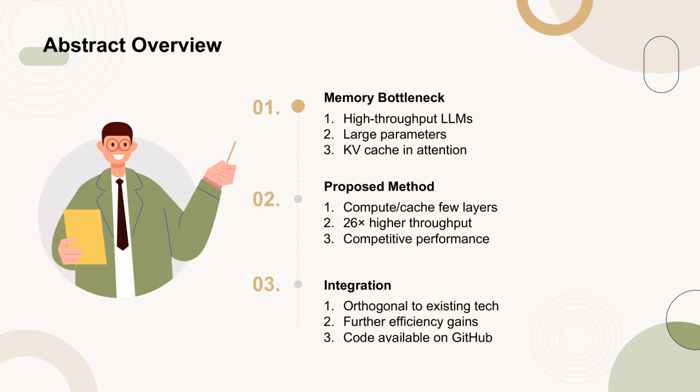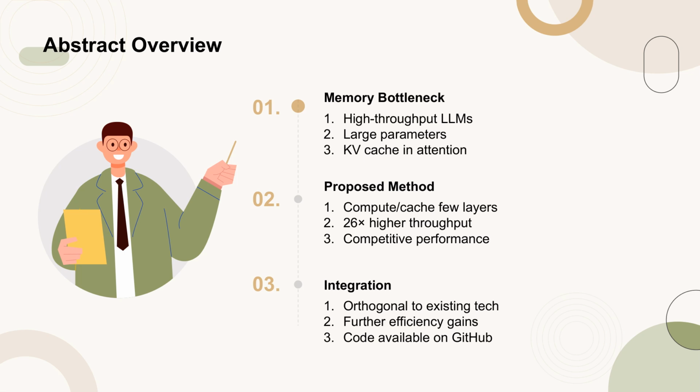The paper addresses the significant memory consumption issue in deploying high-throughput large language models, LLMs. This issue is exacerbated by the large number of parameters and the substantial memory usage of the key value, KV, cache in the attention mechanism of transformer architectures, especially in deep models. To tackle this, the authors propose a novel method that computes and caches the KVs of only a small number of layers, thereby significantly reducing memory consumption and enhancing inference throughput.